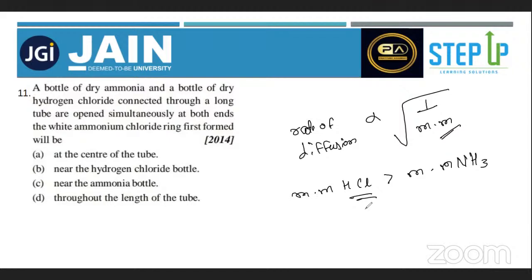That's why ammonium chloride will be first formed, and it will be nearer to the hydrogen chloride bottle. Because what will happen, which will get diffused? Because the molecular mass of HCl is higher, this will diffuse slowly. That's why you will find that the ammonium chloride ring first formed will be here.